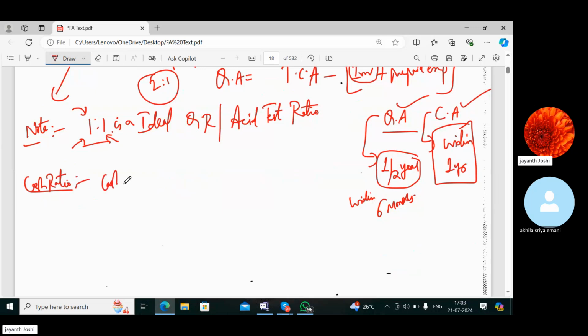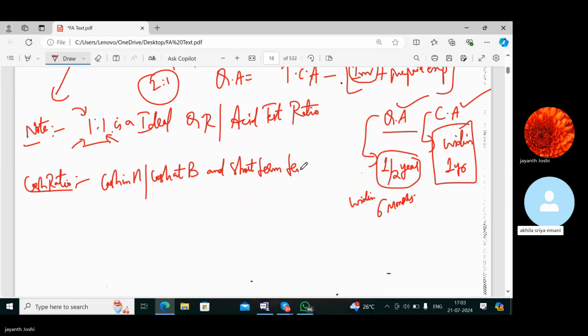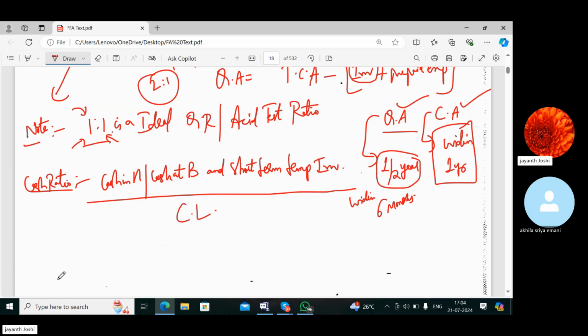Next is the cash ratio. Cash in hand, cash at bank, short term temporary investments, whole divided by current liabilities.